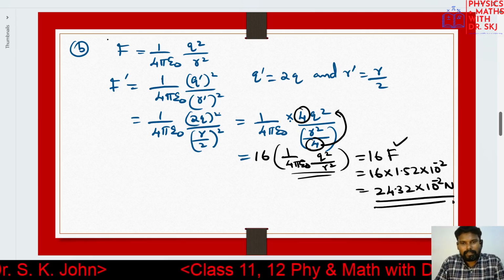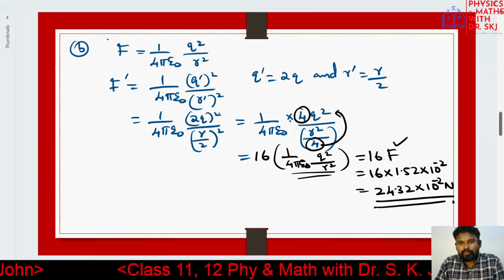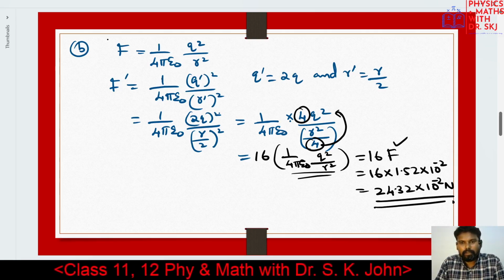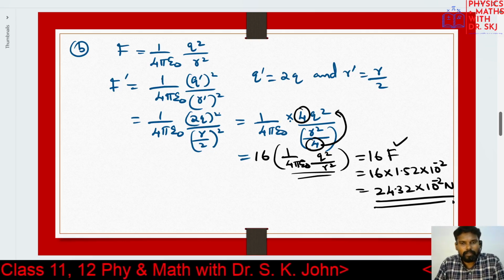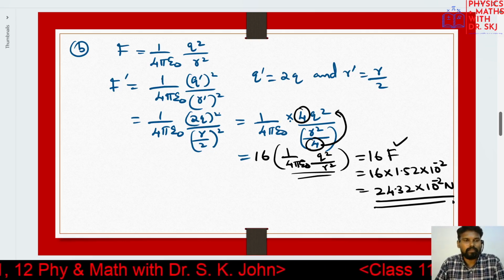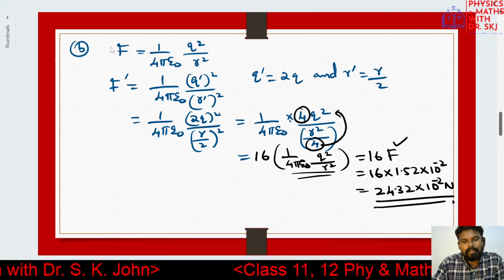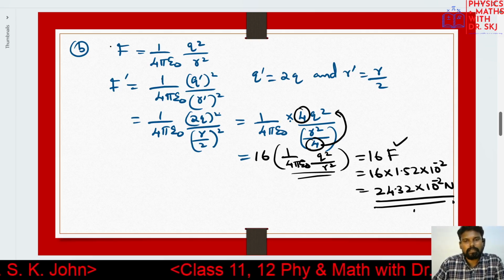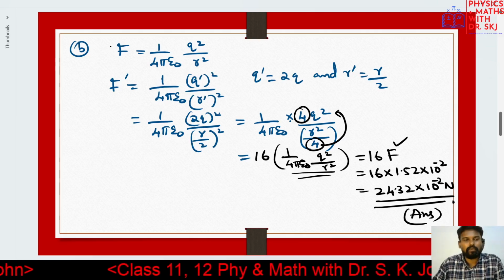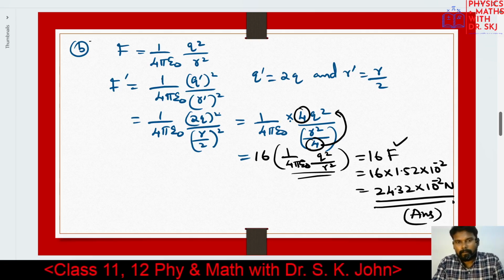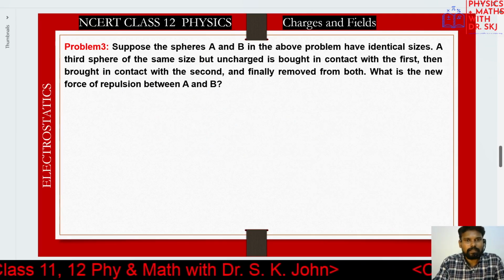This one you can adjust the point, like 2.43 into 10 raised to minus 1. That also is fine. Or you can write 0.24. That also is fine. Okay, so this is the new force. This is how we find the new force. So this is the second answer for the B part. Okay, now we'll go to the next question.